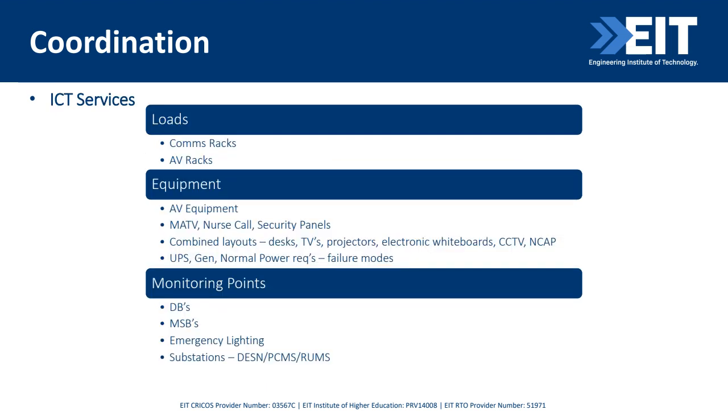Now, sometimes electrical includes ICT, which is comms, sometimes it doesn't. If we're coordinating, well, we need to know where they need power and what their equipment loads are. What type of equipment? It could be desks, projectors, CCTV, communication racks. Maybe they have backup power requirements because they're a very important service. And maybe you need to monitor some of their equipment. So, we often provide emergency lighting in all comms rooms because if you lose power, you need to make sure your comms are still running.